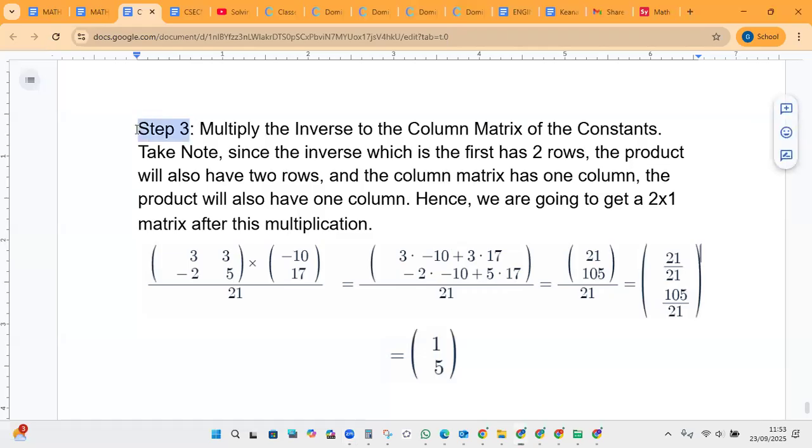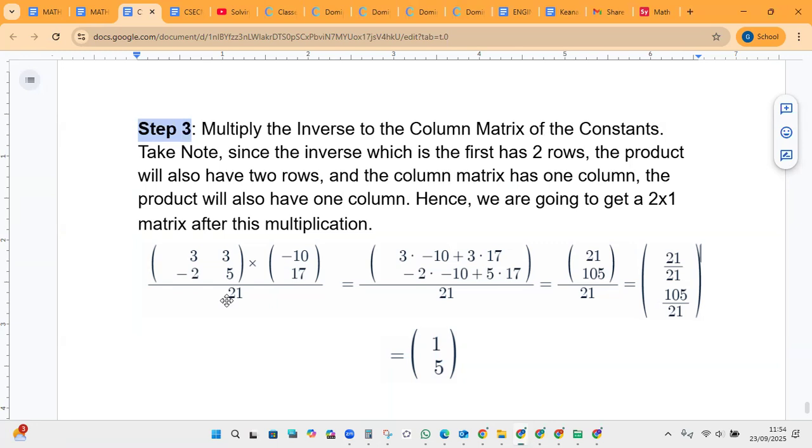Step number 3, you multiply the inverse by the column matrix of the constants. Take note, since the inverse has 2 rows, the product will also have 2 rows. And the column matrix has 1 column, so the product will also have 1 column. Hence, we are going to get a 2 by 1 column matrix after this multiplication. So we multiply the inverse, here it is, by the column matrix of the constants. And as you can see, we have to divide by 21. That's the determinant right here.